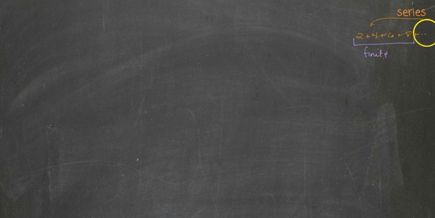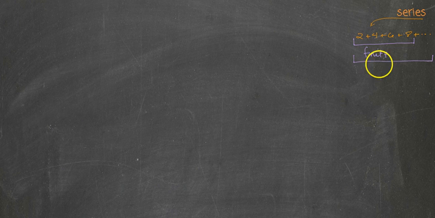So a series is a sequence with plus signs. Just like a sequence, a series can be finite, in this case 2, 4, 6, 8, stopping there. Or a series can be infinite, meaning that you keep adding all of the values together onto infinity. So they follow the same pattern, just like a sequence does, but we add the terms.